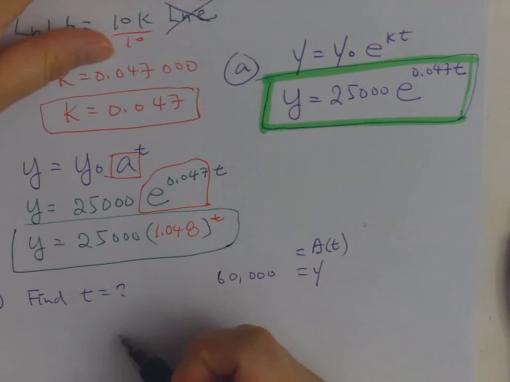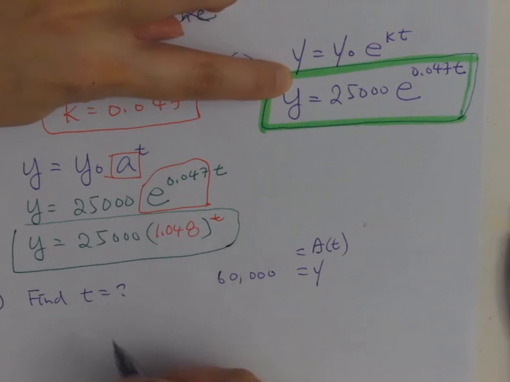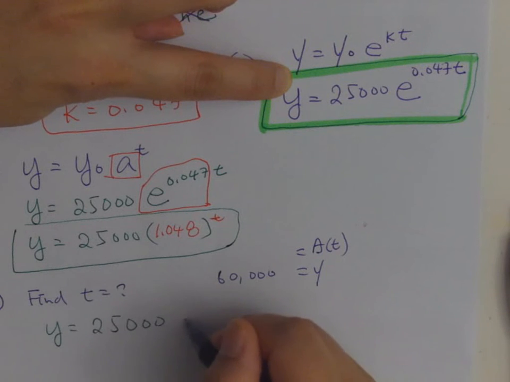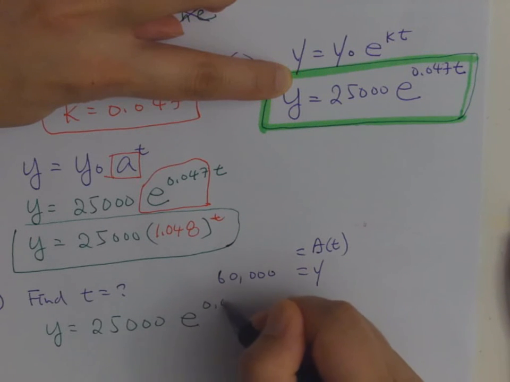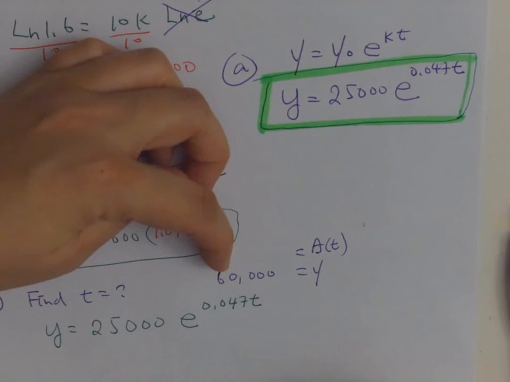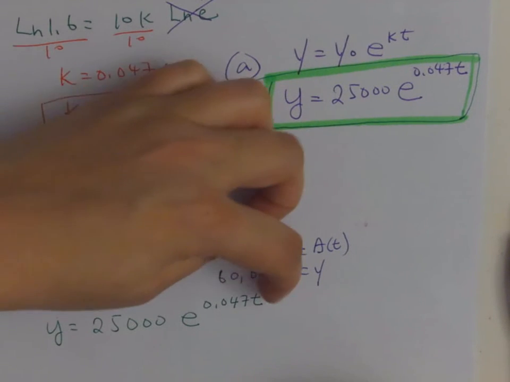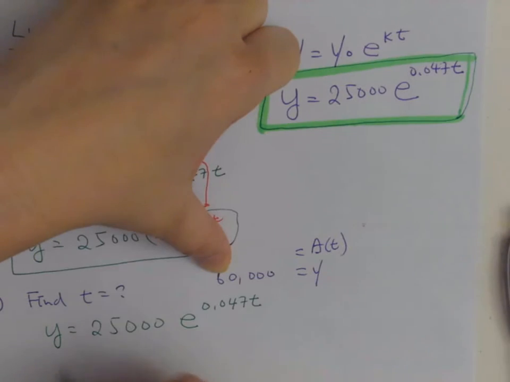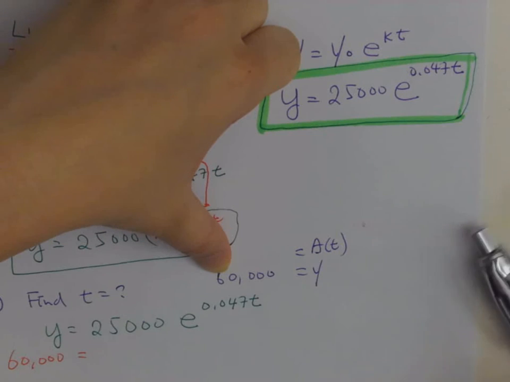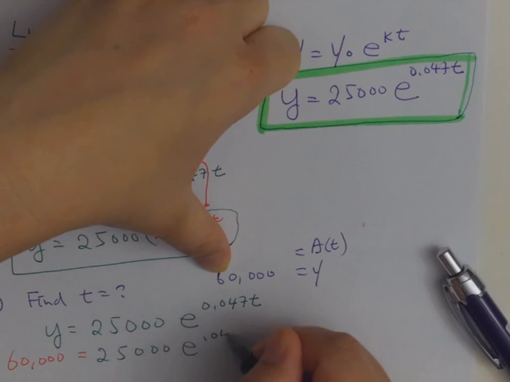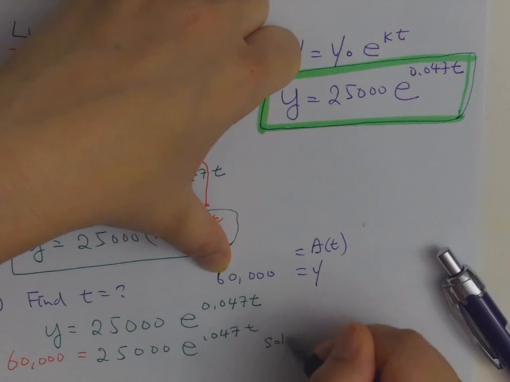Remember the function we found is here, right? So y equal to 25,000 e^(0.047t). So now I know my y is 60,000 and I don't know the time. Okay, so I can plug in my 60,000 equal to that, and then solve for t, right?